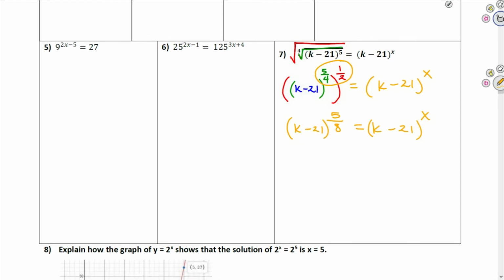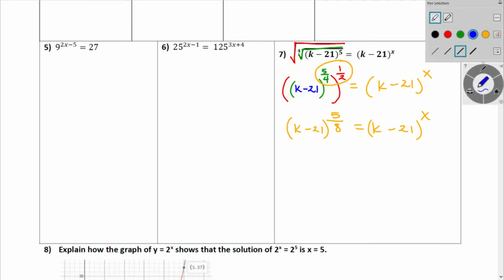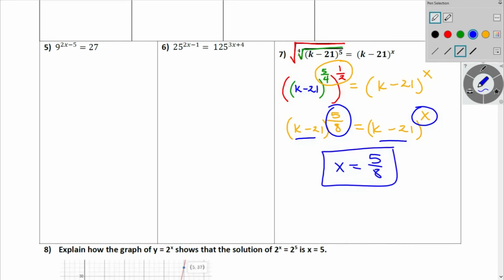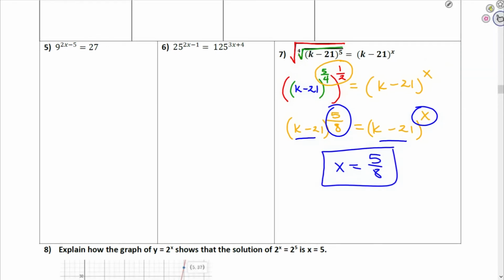Okay, now I'm asked to solve for x, not k, and then I realize, holy cow, we have the same base. This k minus 21, even though it looks super scary, it's the same scary something. And so if the base is the same, then so are the exponents. And then we have x is equal to just 5/8, and surprisingly we were done quick. Okay, so you can use various exponent properties to also solve some equations.